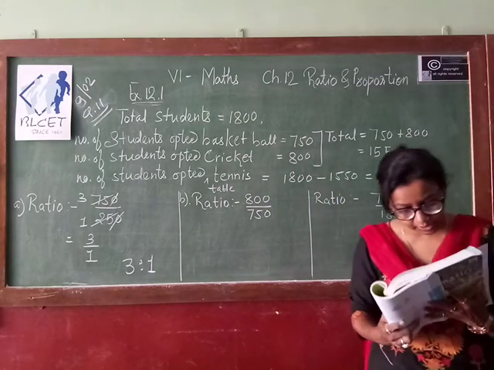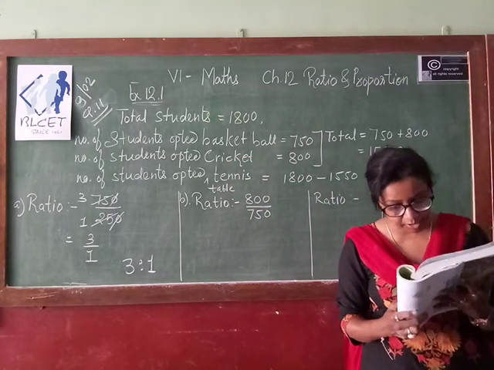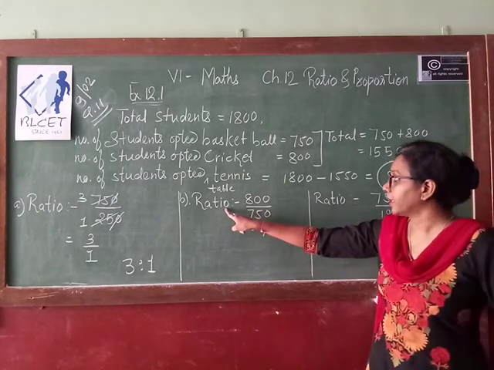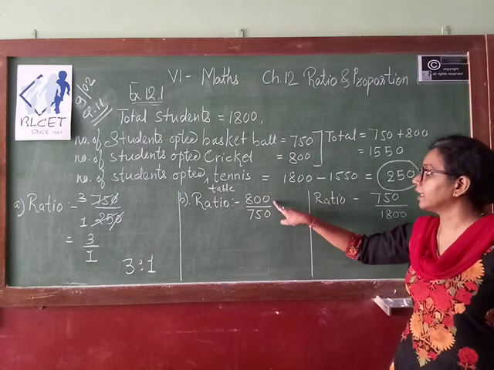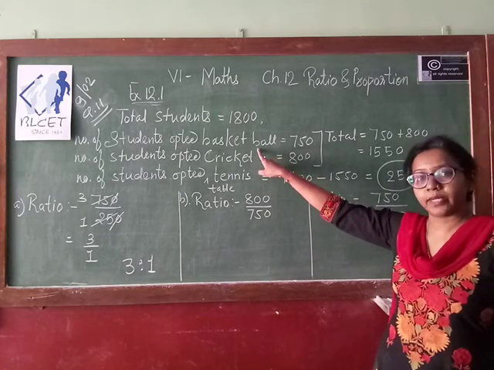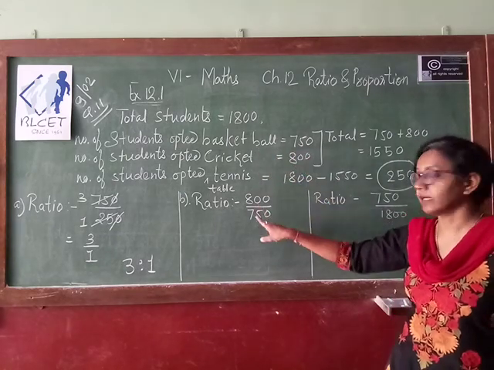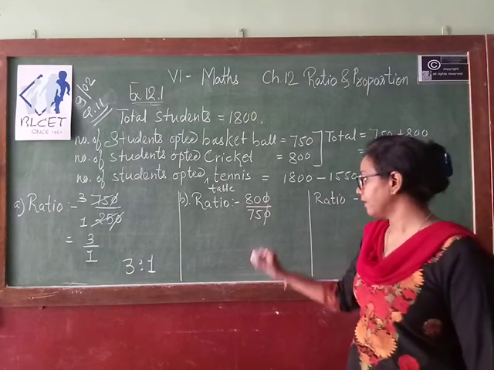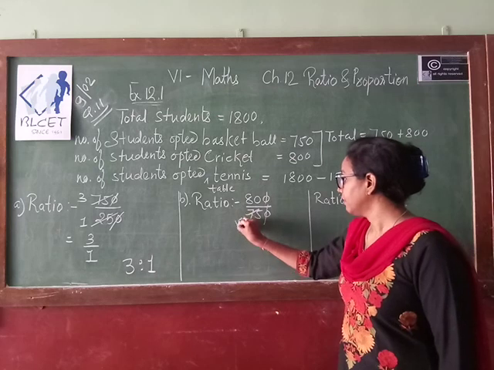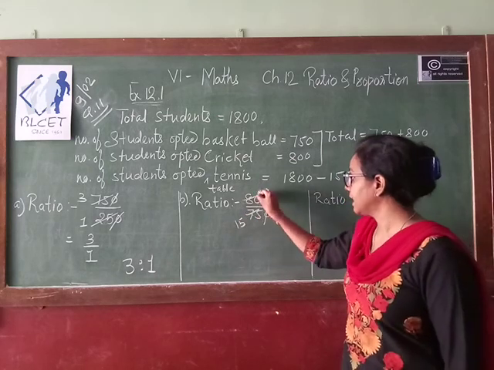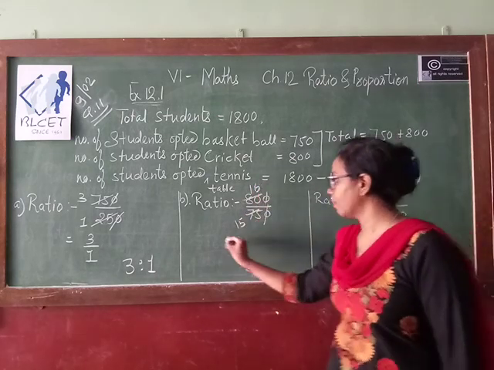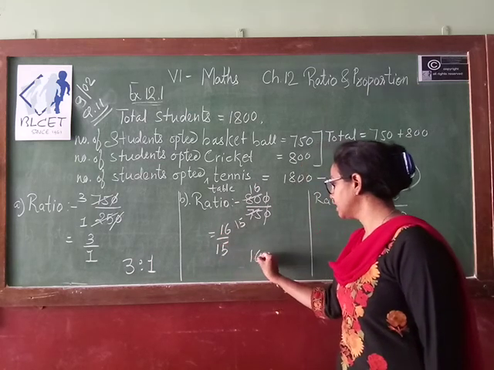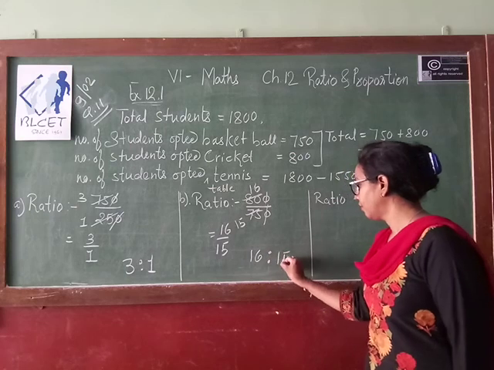Next we have the ratio for number of students who opted cricket to the number of students who opted basketball. So number of students who opted cricket, they are 800, and number of students who opted basketball, they are 750. So 800 divided by 750. Do the cancellation. 0 0 will get cancelled, and we know that 15 5s are 75 and 16 5s are 80. So what ratio are we getting? 16 divided by 15. That is 16 is to 15.